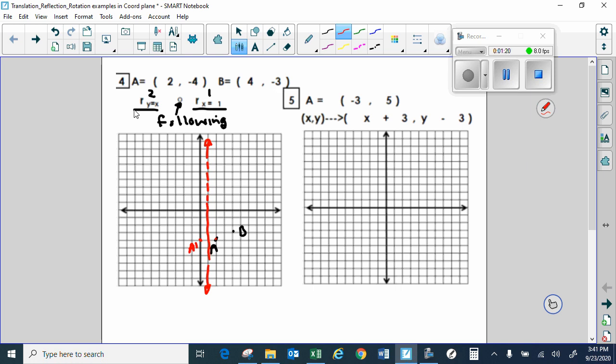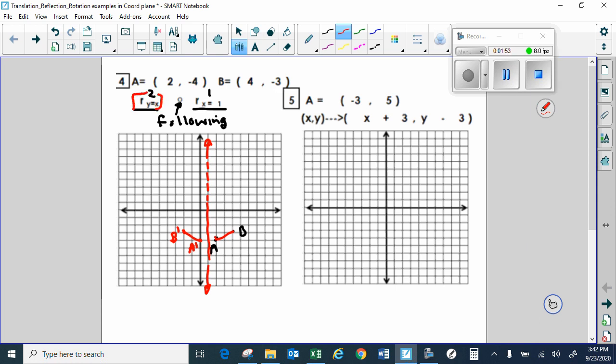B is how far away from the line? 3, so I have to go 3 over to this side right here. And there's B prime. So there was that segment, now I have it right there. Remember, with no primes on it, that means that's the pre-image. 1 prime means that's the first image, and we're doing 2, so the next one will be B and A double prime.